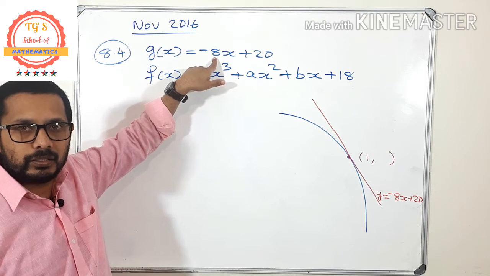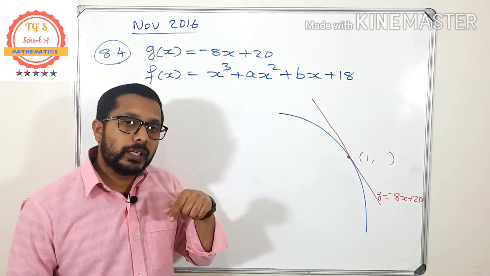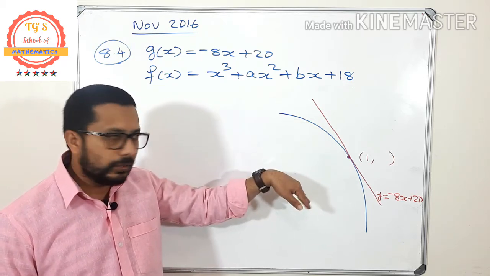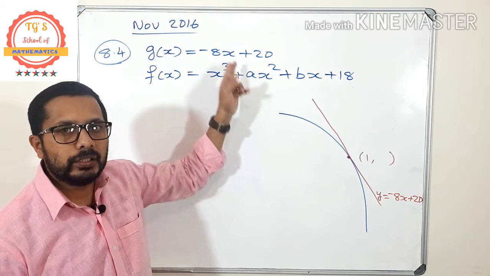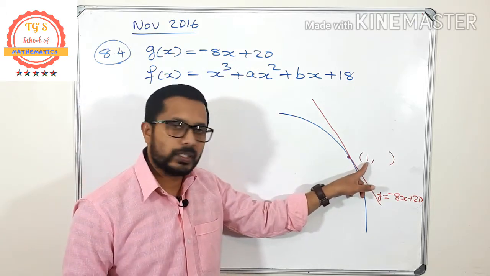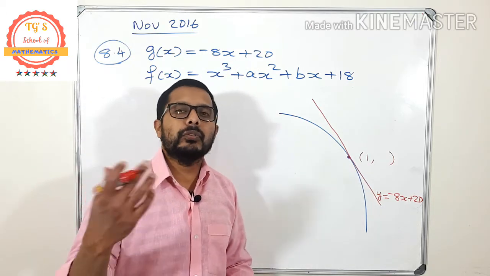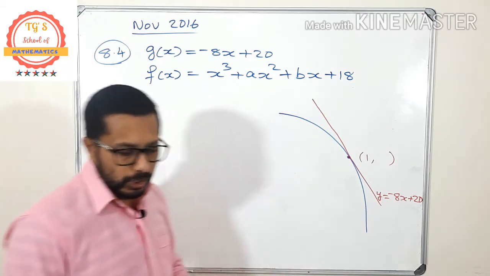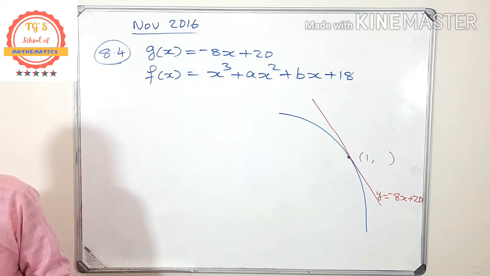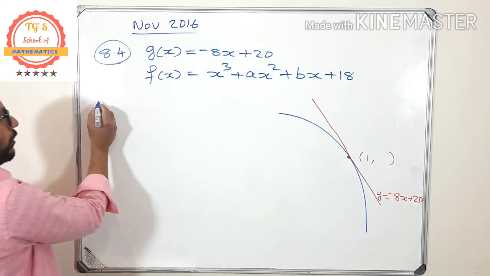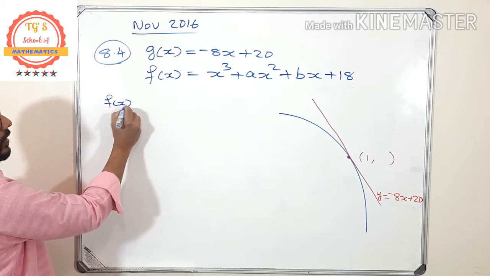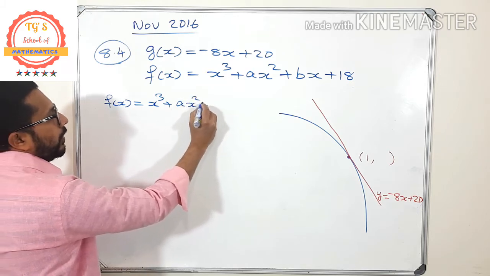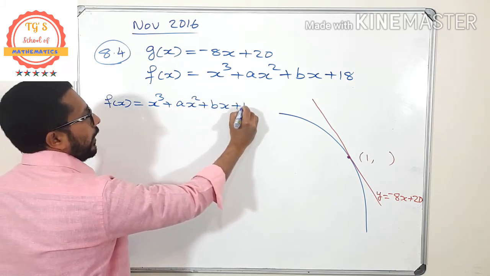Is it clear? On the other hand, how can you find the gradient? You have to find the derivative of this curve, the derivative of this equation, and in that equation you have to substitute the value of x as 1. So let's try to do it like that, and we already know that the gradient is minus 8. Let me write the equation once more: f of x is equal to x cube plus ax squared plus bx plus 18.